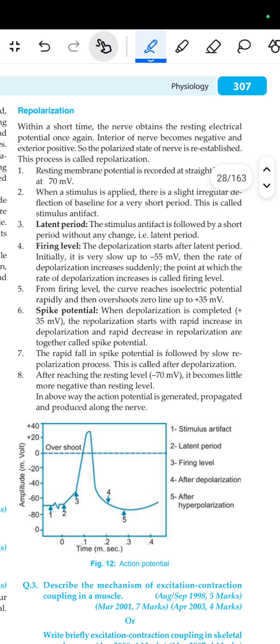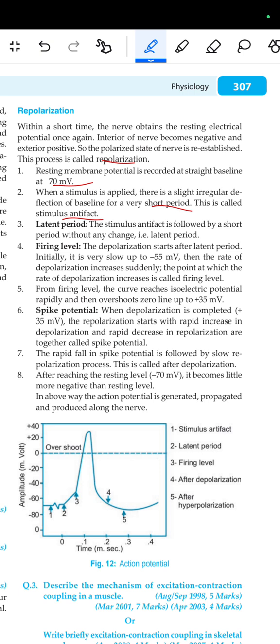repolarization. Within a short time, the nerve obtains the resting electrical potential once again. The interior of the nerve becomes negative and the exterior positive. So the polarized state of the nerve is re-established. This process is called repolarization. The resting membrane potential is recorded as a straight baseline at minus 70 millivolt. When a stimulus is applied, there is a slight irregular deflection of the baseline for a very short period. This is called the stimulus artifact.